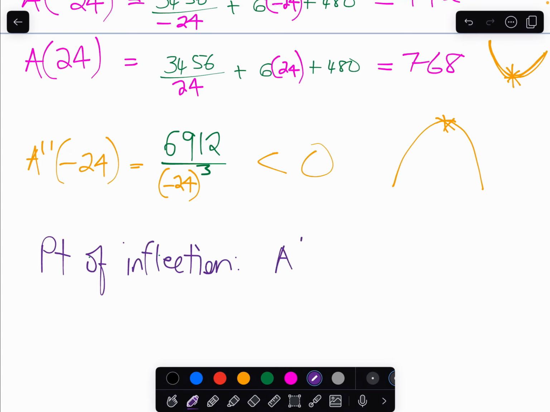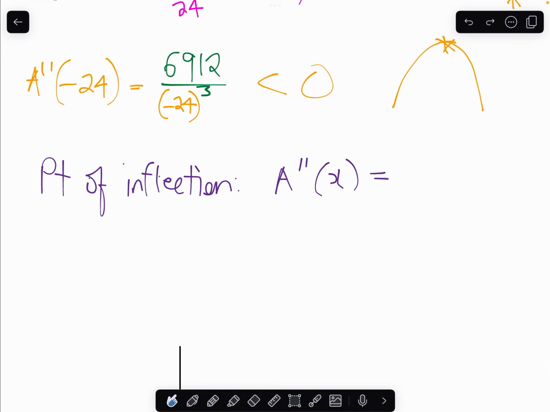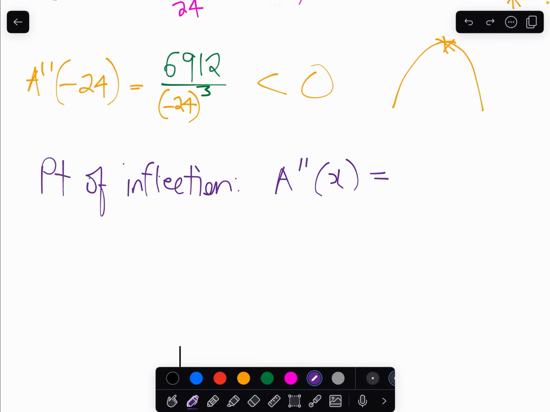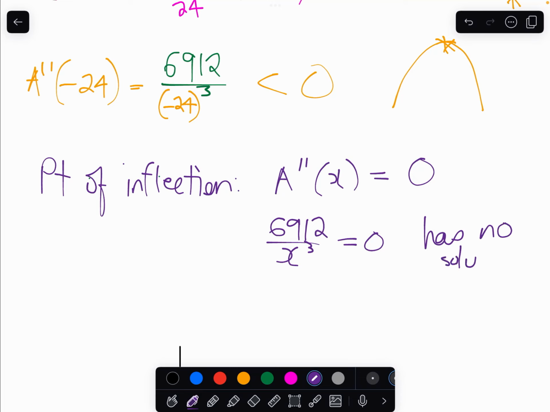Right, so we are trying to see where our second derivative is equal to 0. Okay, so we are solving this, and this has no solutions, right? Because there's nothing you can divide 6912 with to get 0. There's no number you can times with 0 and get 6912. There's nothing you can times nothing with to get something. So there's no point of inflection.